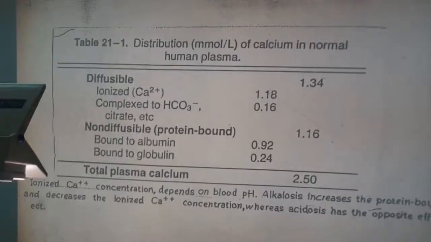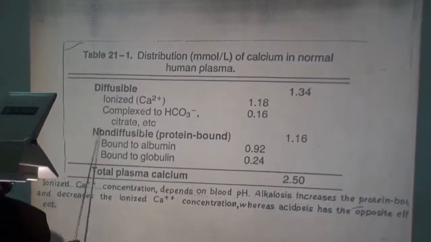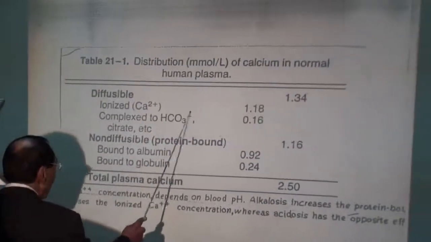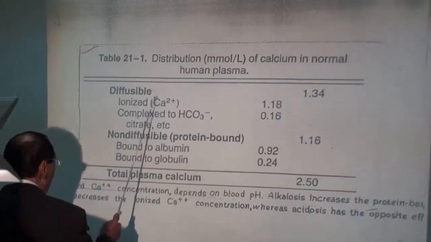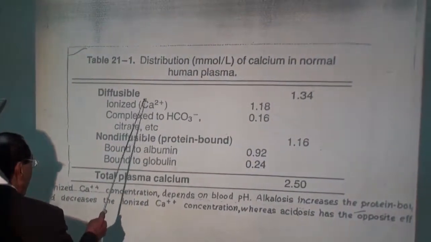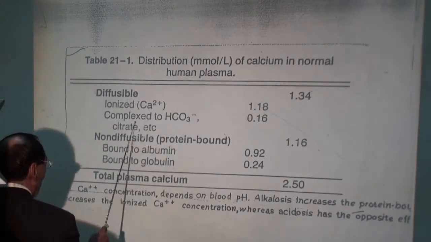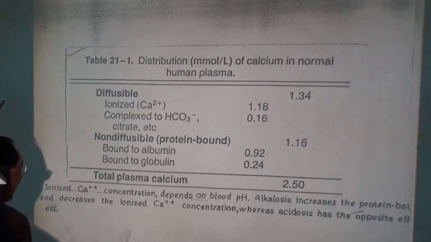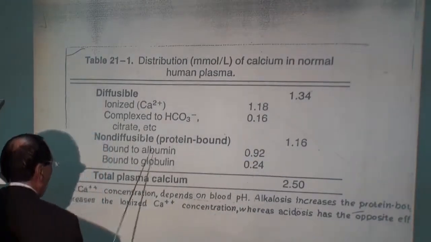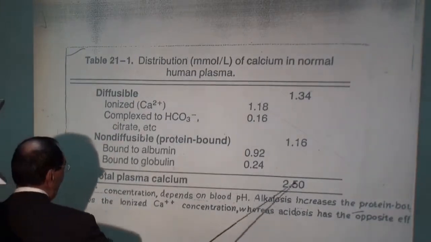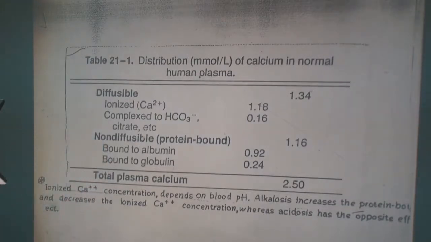This table shows the distribution of calcium in normal human plasma, either diffusible or non-diffusible. Diffusible ionized calcium stimulates PTH and vitamin D, or is complexed to HCO3 or citrate. Non-diffusible calcium is bound to proteins, albumin or globulin. Total plasma calcium is 2.5.